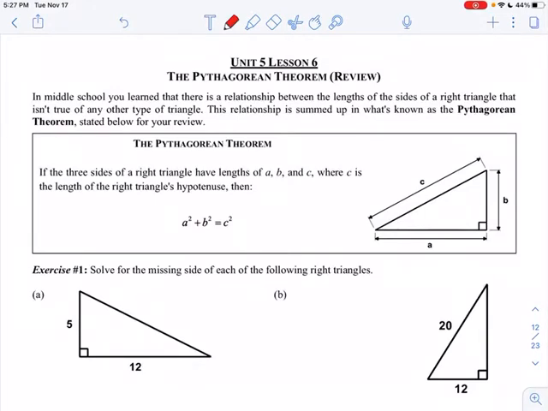Hi Geo H, this is Unit 5, Lesson 6, and today we're going to do a review of the Pythagorean Theorem. So this is something that you learned back in 7th grade, rather.